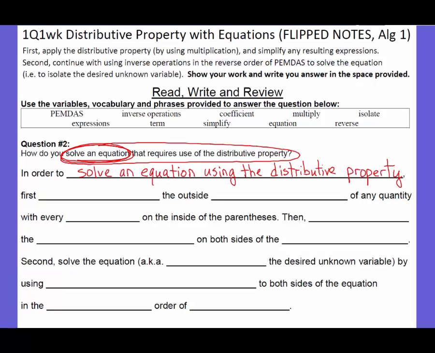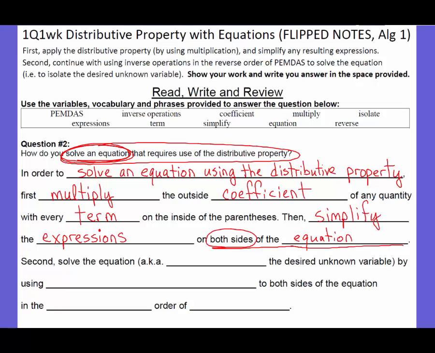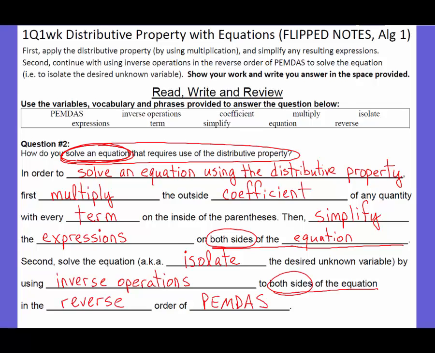In order to solve an equation using the distributive property, first, multiply the outside coefficient of any quantity with every term on the inside of the parentheses. Then, simplify the expressions on both sides of the equation. Second, solve the equation. This is to say we are going to isolate the desired unknown variable by using inverse operations to both sides of the equation in the reverse order of PEMDAS.